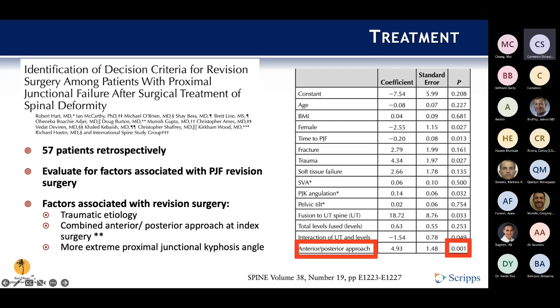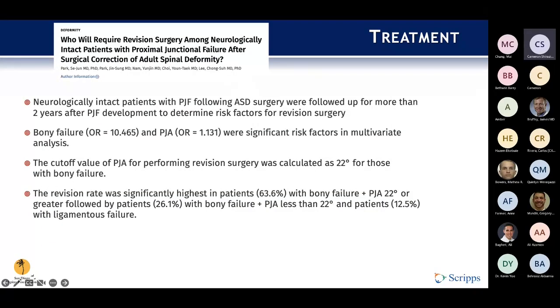And so the factors that were expected to influence revision, but didn't really pan out in this study, included soft tissue versus bony mode of failure, age, levels fused, and upper thoracic versus thoracolumbar proximal junction, where it ended the construct. And then this is a study of who will require revision surgery among neurologically intact patients, because obviously if someone has neurologic deficits with PJF or PJK, it can force your hand in and of itself.